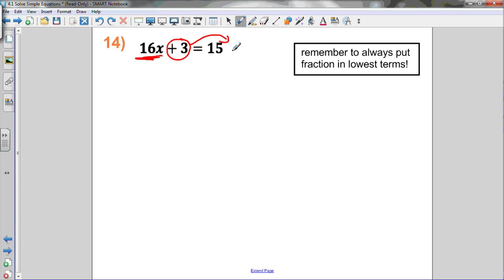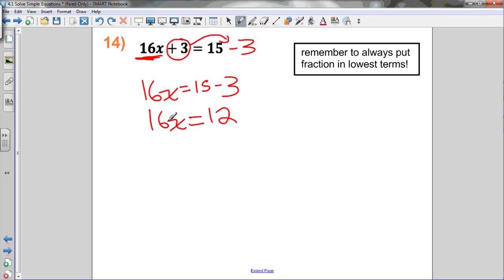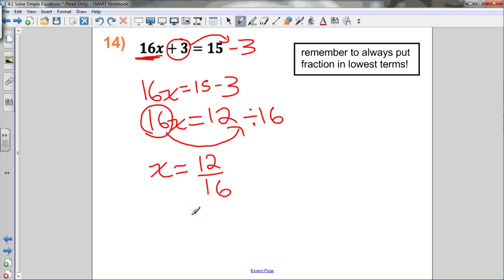The opposite of adding 3 is subtracting 3. So to move this 3 to the other side, I must subtract 3 on the other side. So I have 16x equals 15 minus 3. Therefore, 16x equals 12. Now I need to get the x all by itself by moving the 16 to the other side. So right now I'm multiplying x by 16. The opposite of multiplying by 16 is dividing by 16. So to bring it to the other side, I must divide by 16. So I have x equals 12 over 16.